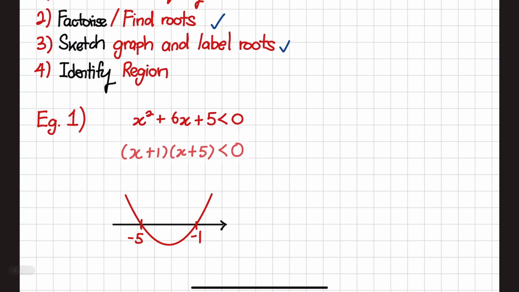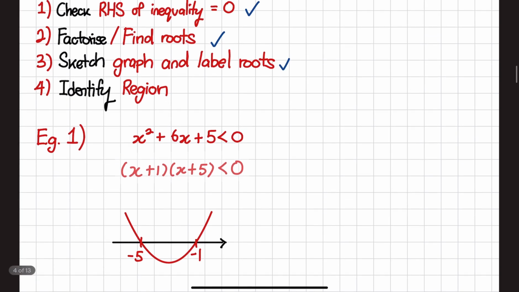Step number 3 done. Last step, identify region. What does identifying region mean? This quadratic inequality means that I want to find the solution of x such that this graph here is below your x-axis.